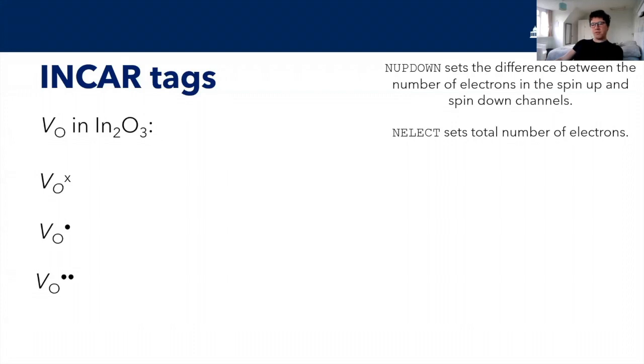We can calculate the number of electrons in the system by multiplying the number of each atom in the POSCAR by the number of valence electrons for that atom in the POTCAR, or you can just write a script to do that because it gets a bit tedious. So for a neutral oxygen vacancy, the number of electrons in your system is 378.